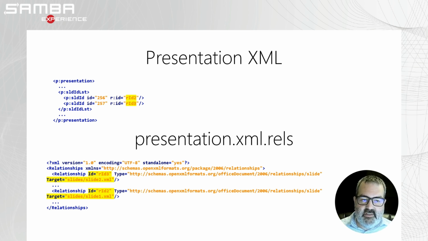To identify the specific slide that each ID corresponds to, we consult the relationships file for the presentation element named presentation.xml.rels. This file contains two relationship entries, which are highlighted in yellow, indicating that in this instance, rId3 links to slide2.xml and rId2 to slide1.xml. Various parts may have distinct relationships with others, and these connections are outlined in their own relationship files.